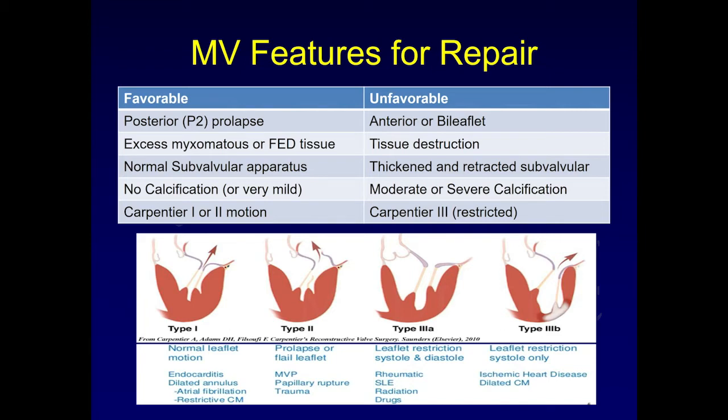Type 2 is mitral valve prolapse. When you have excessive motion of the mitral valve leaflet, that is easier for them to deal with, so that's a little bit more favorable. They can fix mitral valve prolapse. But if you have restricted leaflet motion because of rheumatic disease or ischemia, that's much harder for them to correct.